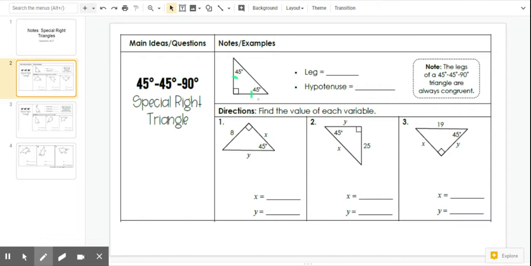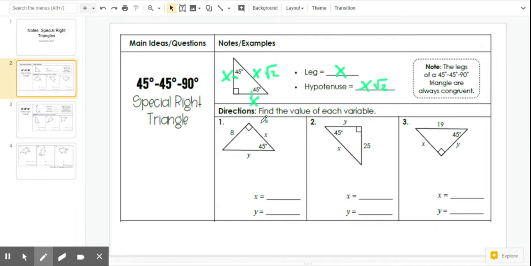So here's what's special about this. Let's say that the leg is x. Both of these are x because the legs are the same. That means the hypotenuse is always going to be x times the square root of 2. That's the special thing about this. Regardless of what x is, x could be 3, 4, 5, the hypotenuse is always going to be whatever the leg is times the square root of 2. And like we said, the legs of a 45, 45, 90 triangle are always congruent.